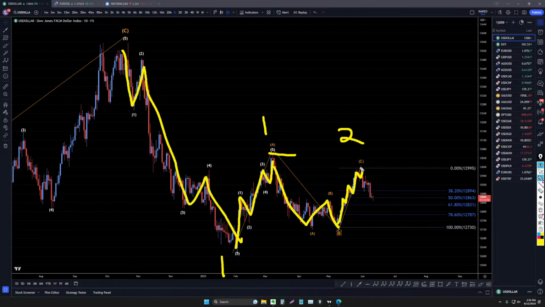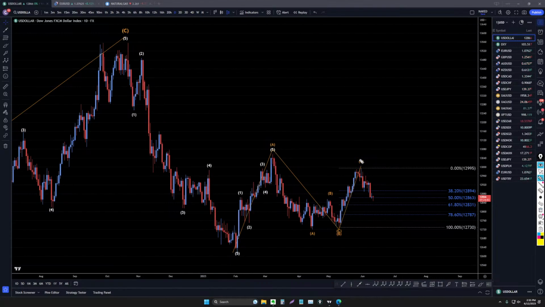Now, yes, this is a lower high, and like I've been saying for about 2 weeks now, there's still a possibility this is a 1, this is a 2, and that it goes up and makes like a 3, 4, 5 of C. If it did do something like that, that would actually be a completely normal looking pattern. Definitely would not surprise me at all if that is what happens.